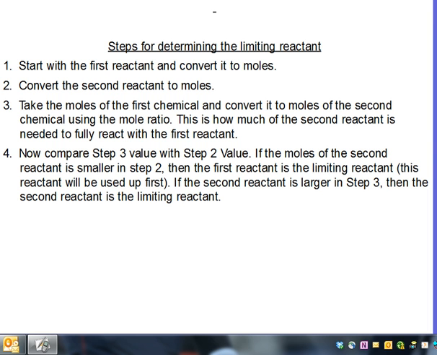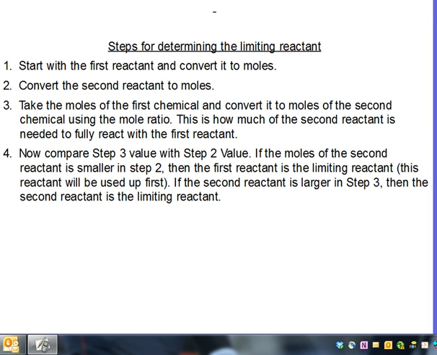All right, step 3. Take the moles of the first chemical, what we got from step 1, and convert it to moles of the second using the mole ratio. Mole ratio, nothing new, we know how to do the mole ratio. This is how much of the second reactant is needed to fully react with the first reactant. This is kind of tough to understand, but when we do it, it'll be a lot easier.